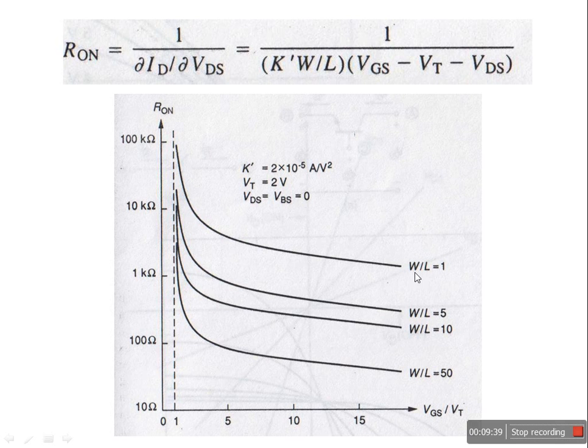Now we will see the effect of the W by L ratio. Increasing W by L means we are increasing the width. As we are increasing the width of the channel, the resistance value is decreasing. So resistance can be decreased using W by L and VGS, keeping VDS low. The reason for keeping VDS low is also that we want the MOSFET to be operated in the ohmic region only. I think now it is clear to you.